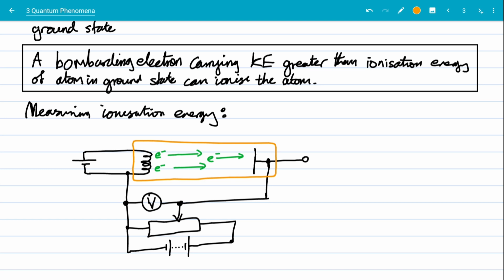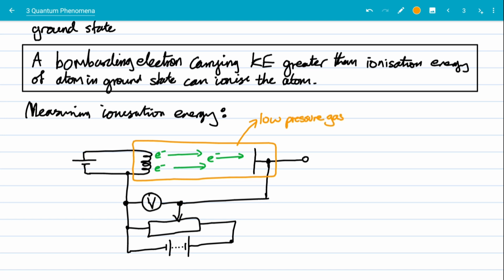They're going to both accelerate, and if they gain enough kinetic energy, they're going to collide with other gas atoms and knock out more electrons. We'll have 4 electrons, then 8, then 16, and so on. And so this is a sort of cascade effect, increasing the number of charge carriers that are moving across. So this is low pressure gas.